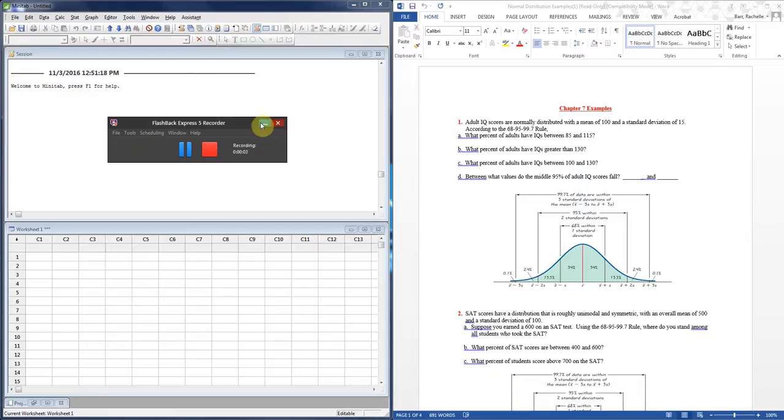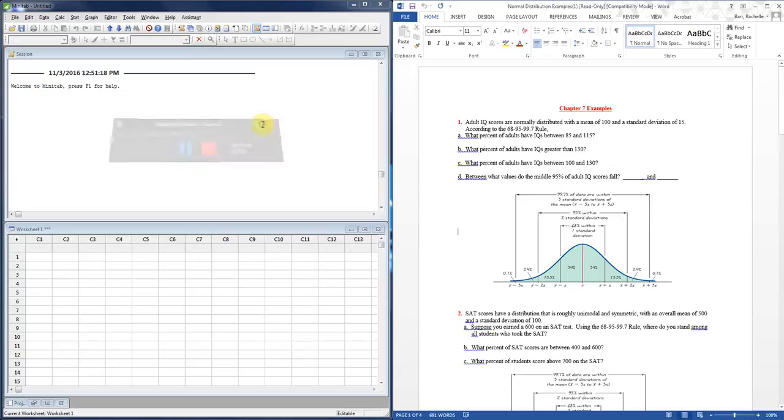All right, here we go. So, for those of you who are following along at home, this is the Chapter 7 examples, which can be found in your Week 11 folder for Online Statistics 1.